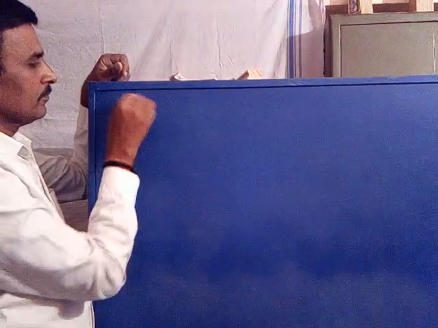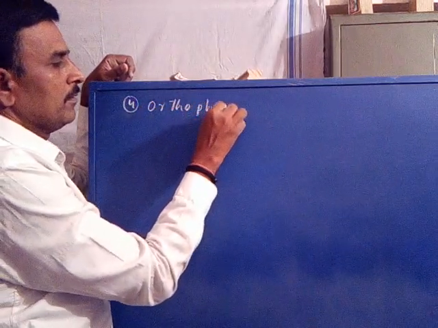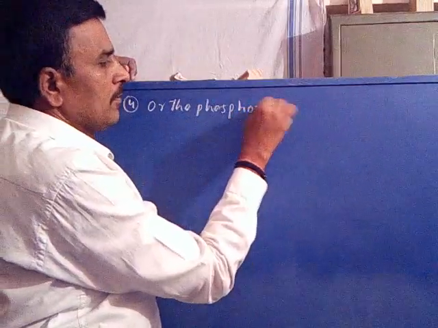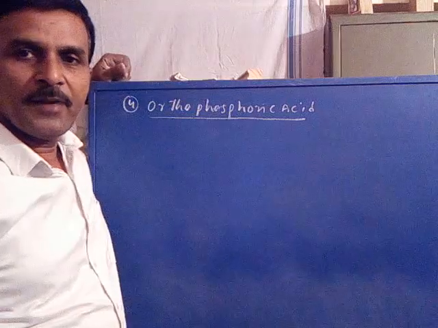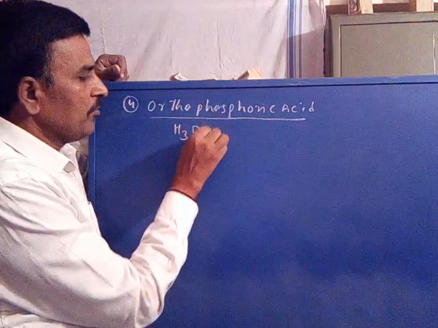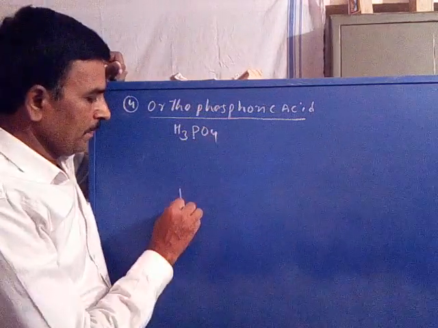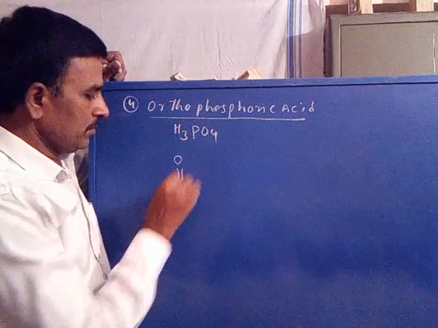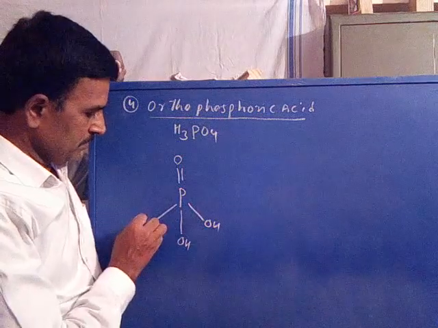Coming to the fourth example, orthophosphoric acid. Phosphorus-31 NMR spectrum for orthophosphoric acid. Its formula is H3PO4. It has a tetrahedral geometry: P double bond O, OH, OH and OH.